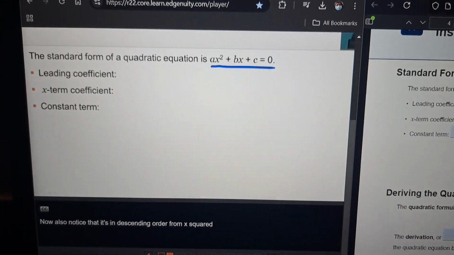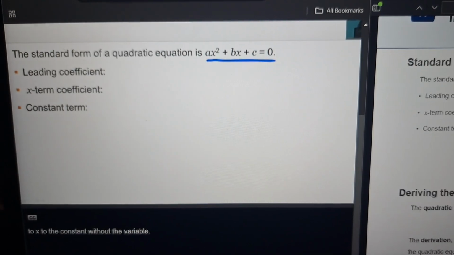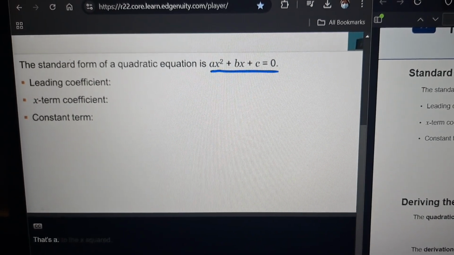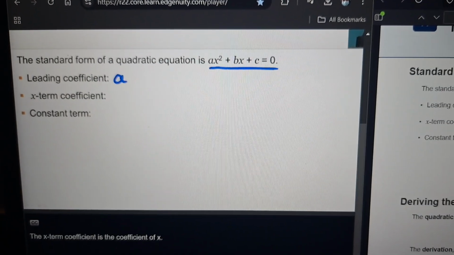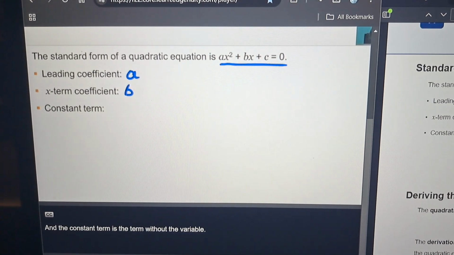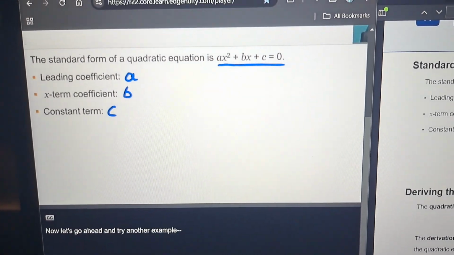Now also notice that it's in descending order from x squared to x to the constant without the variable. The leading coefficient is the coefficient attached to the x squared. That's a. The x term coefficient is b, and the constant term is the term without the variable, and that's going to be c.